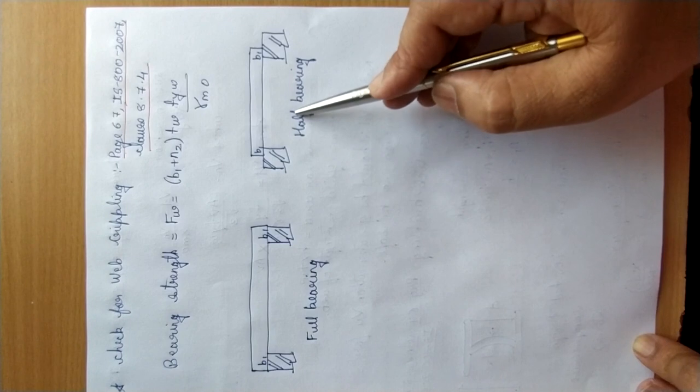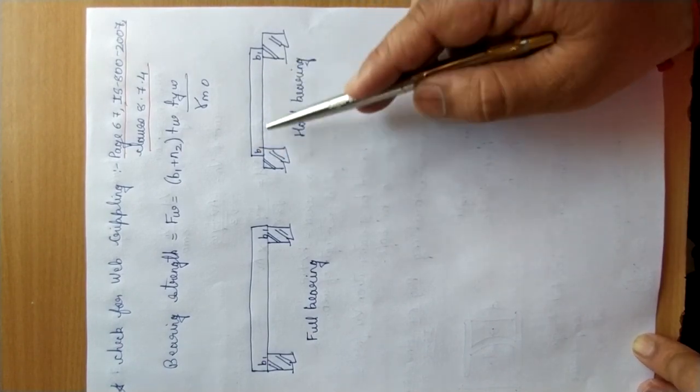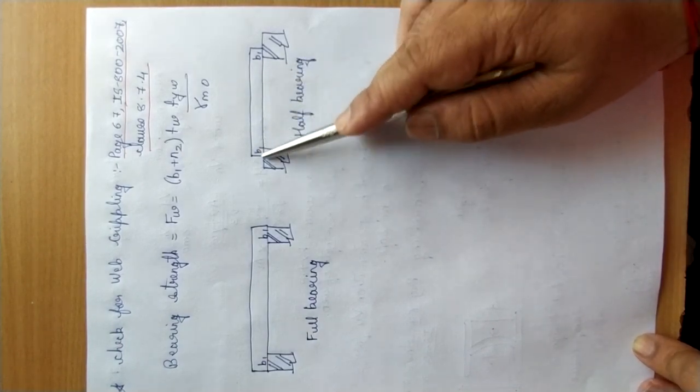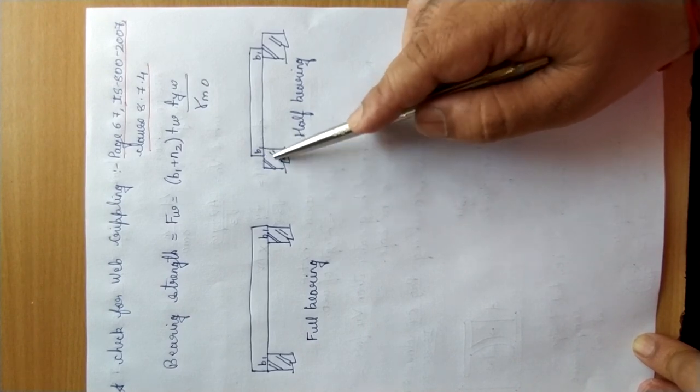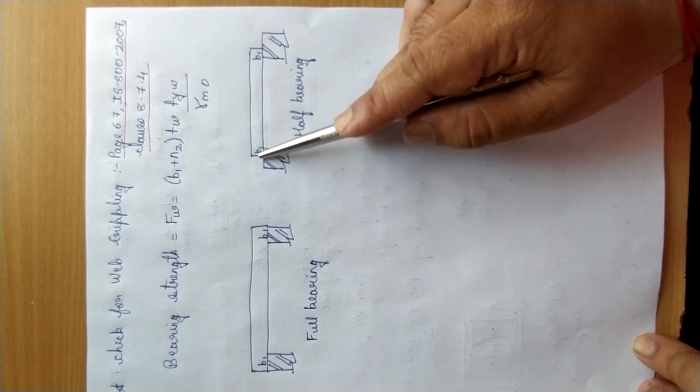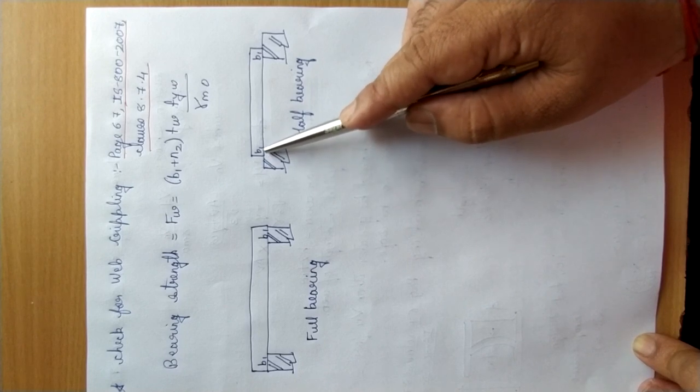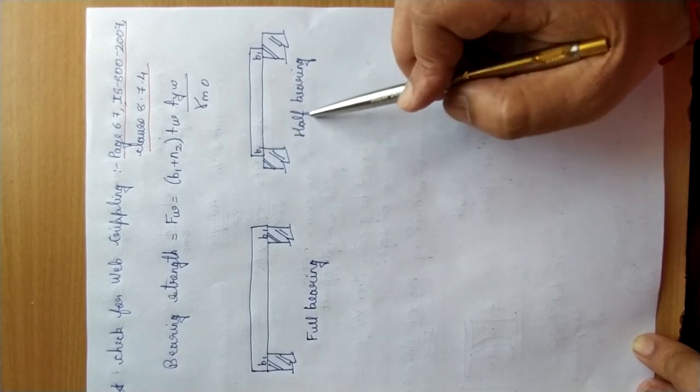Let us check half bearing. When a beam is supported over a column or a wall in such a fashion, you can see it is not fully placed over the column or the wall. In such cases, we use only this portion as B1. So this is half bearing.